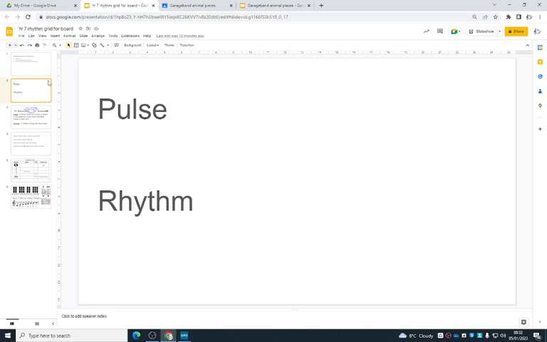Rhythm, on the other hand, is a pattern. So rhythm is a pattern of short and longer notes put together to make things interesting in music. Without rhythm, we wouldn't have any interest at all. So we've got pulse, which is a steady beat, and rhythm, which is short and long notes put together.